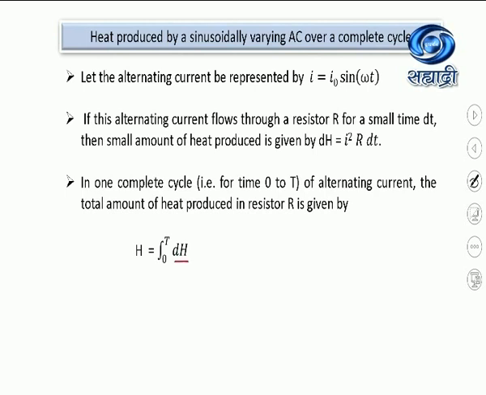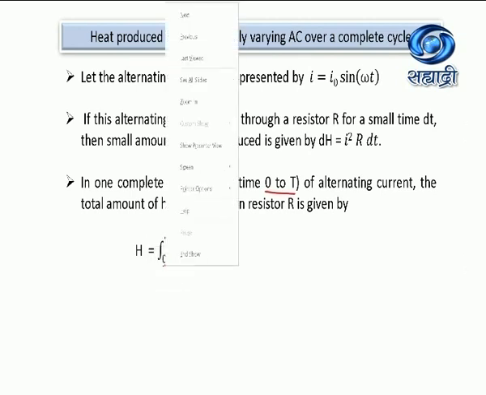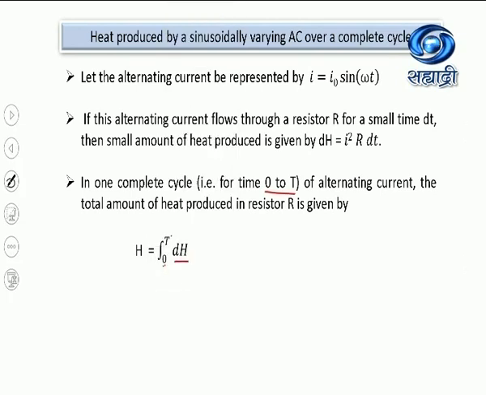dH is the heat produced in time dt. So in total time from 0 to T, means over a complete cycle, the heat produced is given by integration from 0 to T, because what is variable here? T. So lower limit of t is 0, upper limit of t is capital T when one cycle gets over. So H is integration of dH, limits from 0 to T.